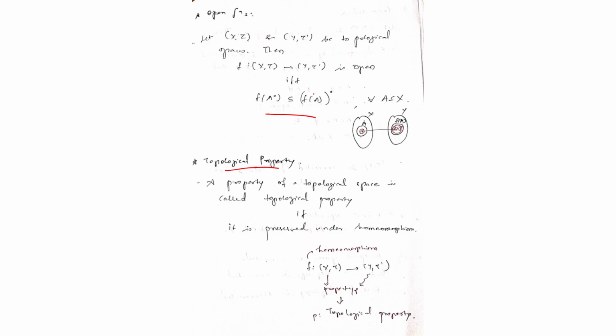Now let's move to the topological property. So what is a topological property? Any property of a topological space is called a topological property if it is preserved under homeomorphism. So if you have a function f from (X, τ) to (Y, τ') such that f is a homeomorphism, then if you have any property P in (X, τ), and it is also satisfied in (Y, τ'), then we say that P is a topological property. Fine.